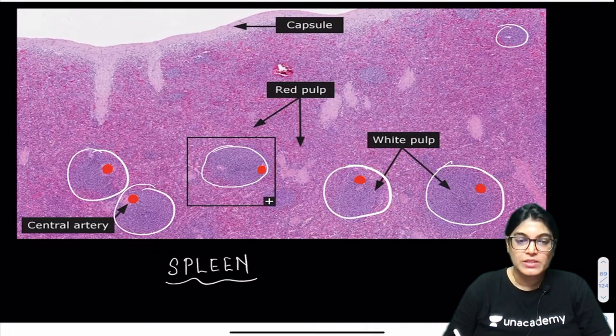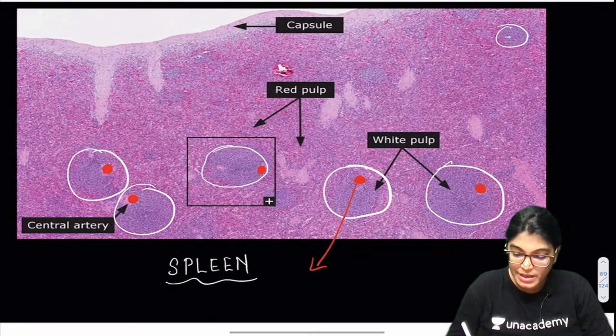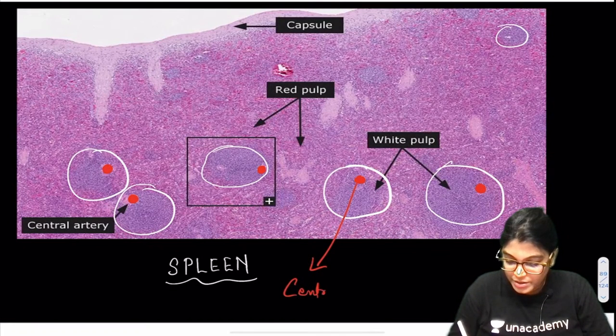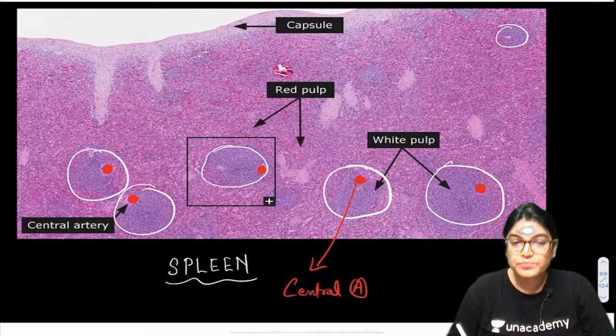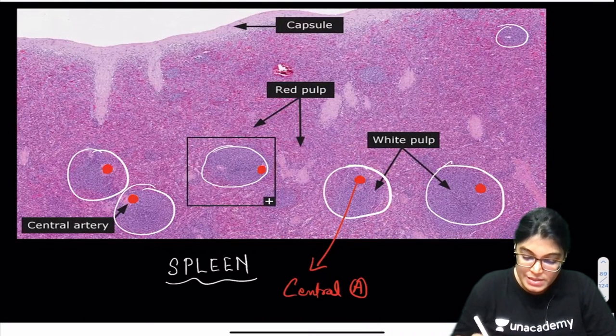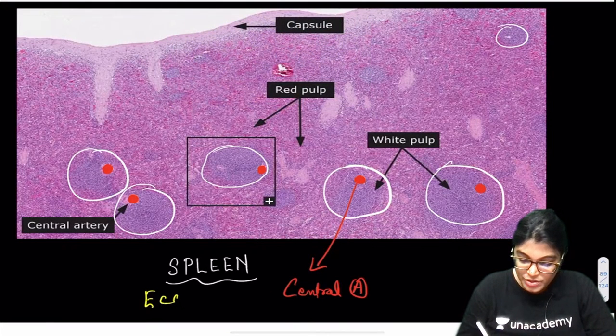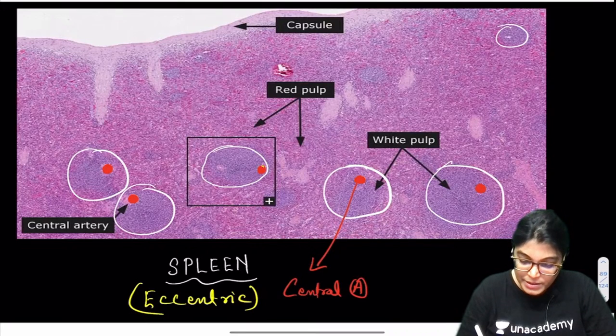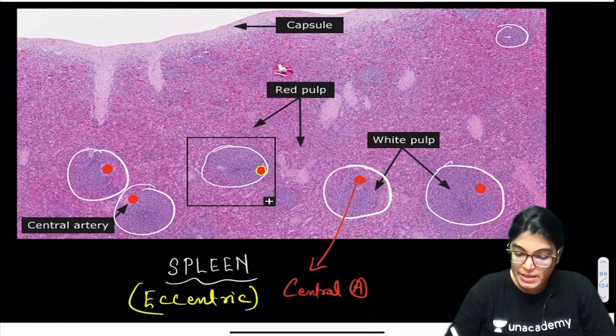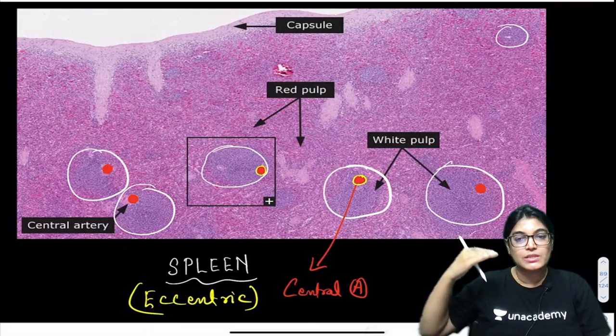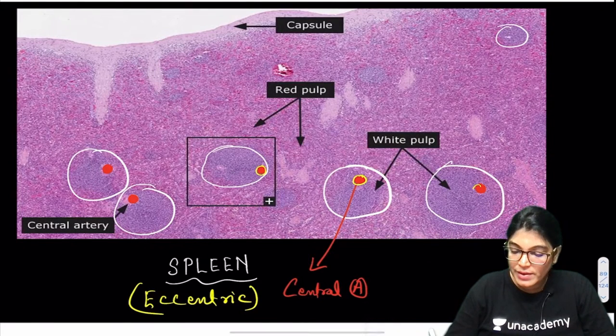My dear friends, you must be wondering why it is called a central artery, because the location of this central artery is eccentric. Why? Because the artery is not lying exactly in the center, but it is eccentric in location. See here, it is not exactly in the center, but it is towards the periphery. So I will give you the reason.